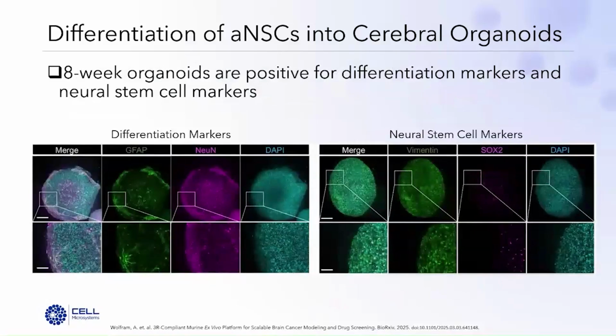As they continued to culture those organoids long-term, they had checkpoints where they continued to monitor their differentiation and maturation. And here you can see the 8-week organoids are positive for both neural differentiation markers GFAP and NeuN, as well as neural stem cell markers Vimentin and SOX2.